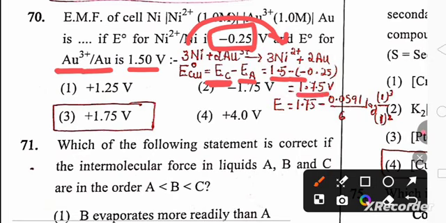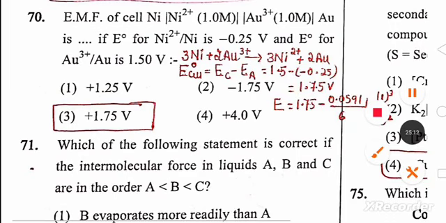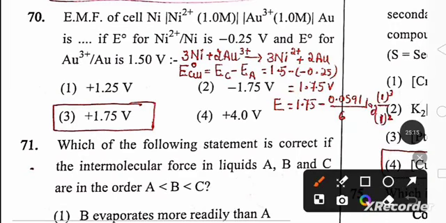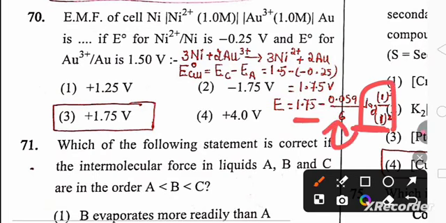So let us go to the Nernst formula. The electrode potential of the cell is equal to the standard electrode potential 1.75 minus 0.0591 divided by n. N is the number of electrons, that is 6, log of the concentration of the product Ni2+, its concentration is 1 raised to power 3, and the reactant is gold Au3+, its concentration is 1 to the power of 2. So here we will get log 1, and log 1 is 0. 0 into this value is 0 only, so 1.75 volt is the right answer.